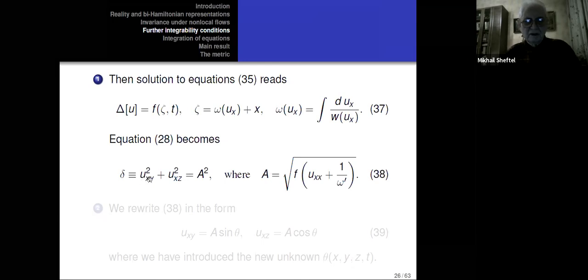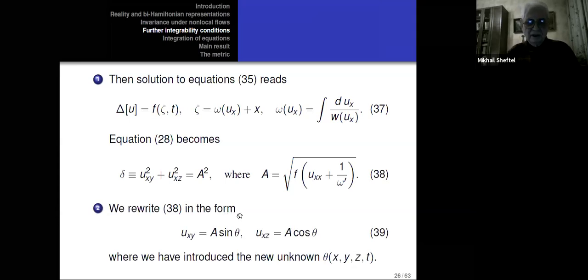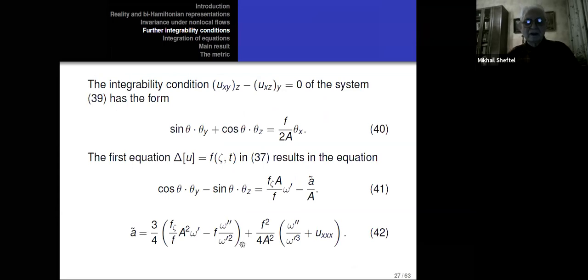Now we obtain another equation, that small delta is A squared, where capital A is this expression. So that the latter equation can be rewritten in such form: uxy is A sine theta, uxz is A cosine theta, where we have introduced a new unknown theta of x, y, z, t. Now we consider the integrability condition of this system, which ends up in equation 40. And another equation, delta of u equals f of zeta, t, results in a similar equation, 41.